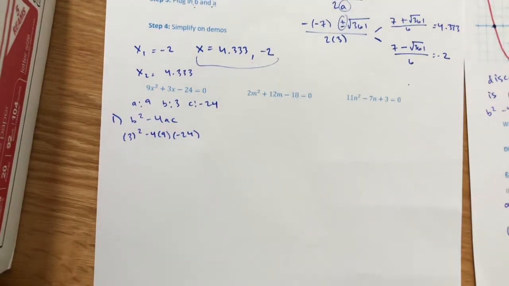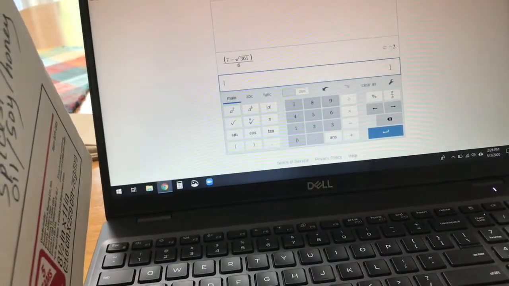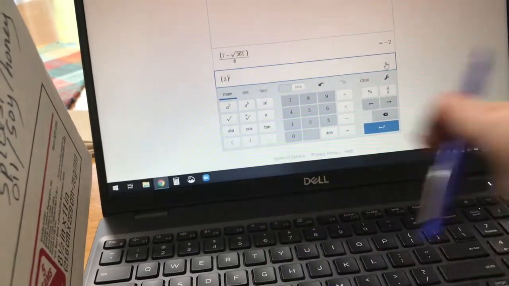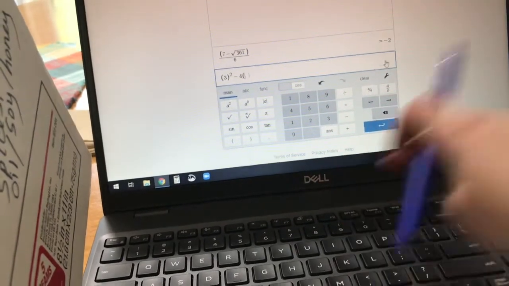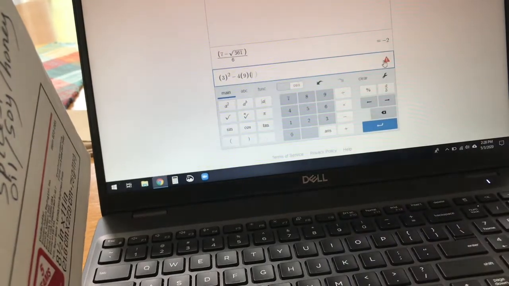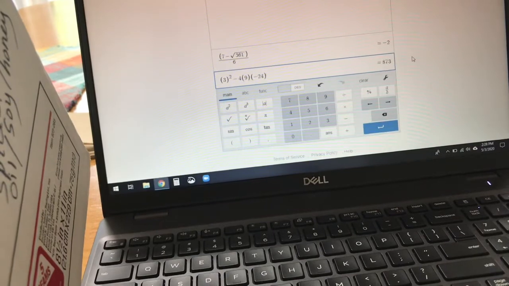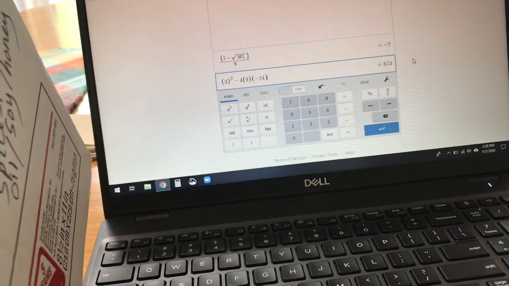So let's go ahead and go to Desmos. I'm going to hit enter and save one of my discriminant ones. So we've got 3 squared minus 4 times 9 times negative 24. All right, so this one is 873. Wow, that's a big one. So it's positive, so that means you're going to get 2 solutions.